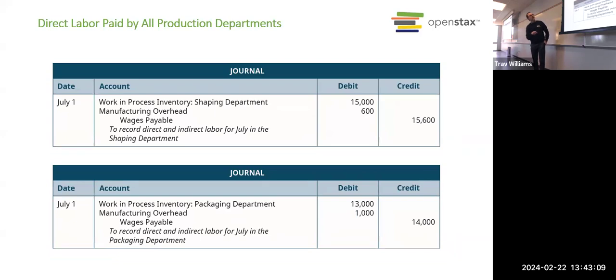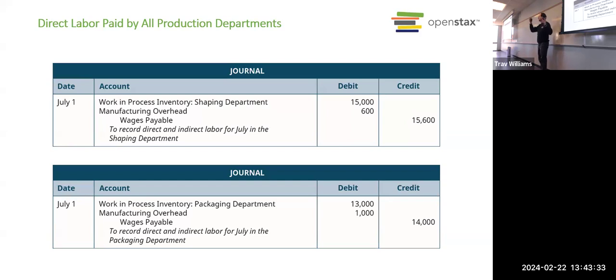Okay, for labor, here we've got some wages payable. So we haven't paid these workers yet, but we know that they've earned some money. And normally, what we're used to is we would debit wage expense or something along those lines. But in this case, we don't do it that way, right?